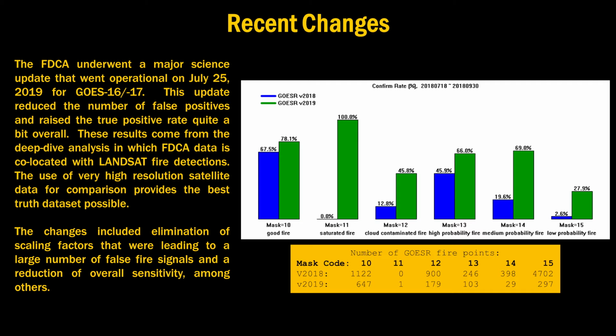The changes included elimination of scaling factors that were leading to a large number of false fire signals and a reduction of overall sensitivity, among others. The lowest possibility fire category, category 15 or 35 if you're looking at the data, showed a tremendous drop in fires detected once these improvements were in place.